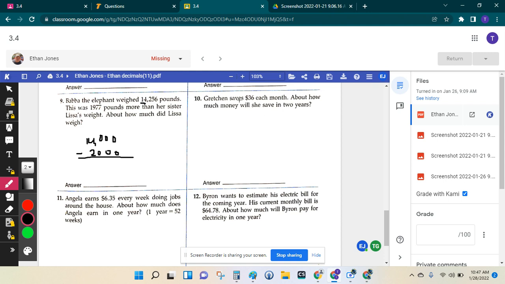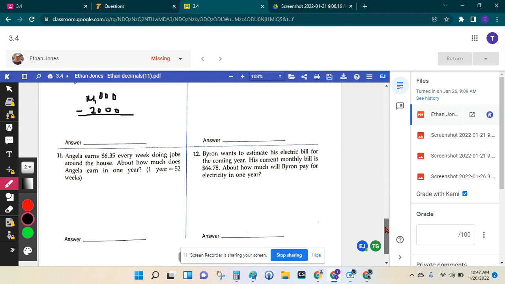It says she saves $36 each month. How much was she saving in 2 years? So 36 is going to round to what, 40? And then if it's 2 years, how many months would there be in 2 years? Times that out.